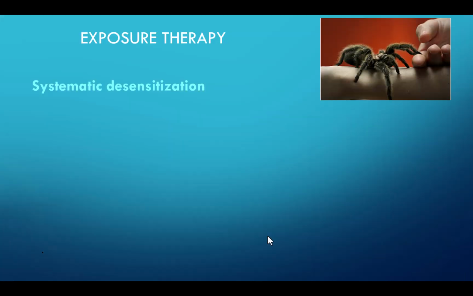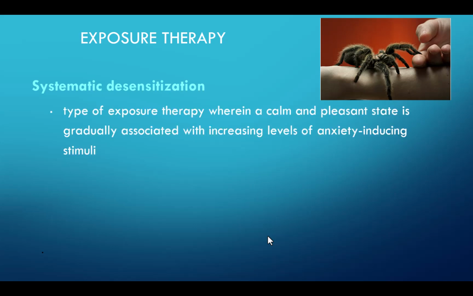So in 1958, Joseph Wolpe refined Jones's techniques and developed a version of exposure therapy that's often used in therapy today, which is called systematic desensitization. So this is a type of exposure therapy wherein a calm and pleasant state is gradually associated with increasing levels of anxiety-inducing stimuli. The fear and the relaxation are incompatible. So if a client can relax around a fear-inducing stimulus, the unwanted fear response will eventually be eliminated.